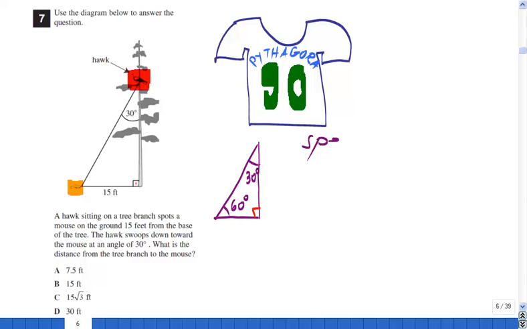This is nothing but a special right triangle. Special right triangle. Like me, because I'm special too.